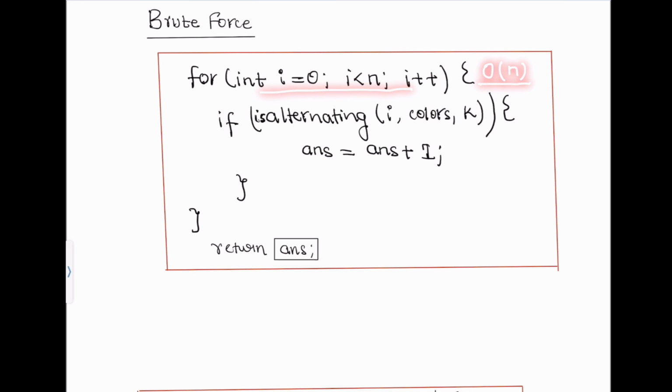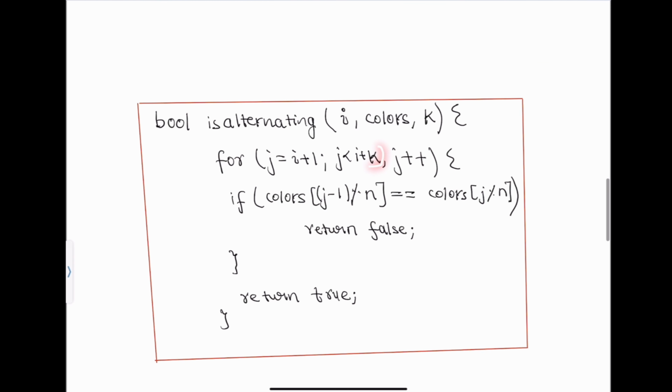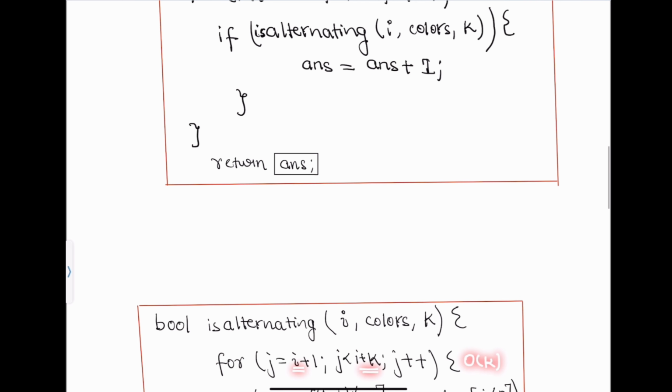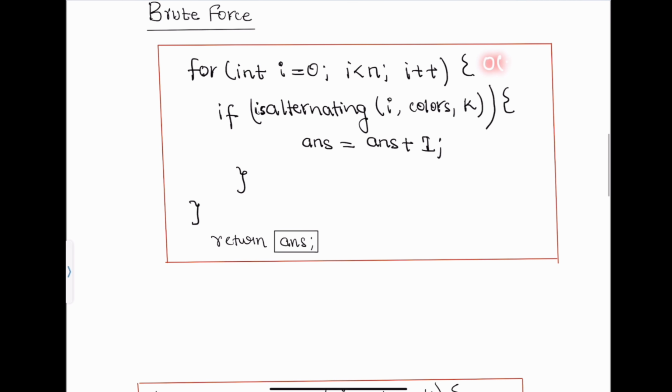Now, the is alternating function again runs a loop that runs for k times, right? It starts from i and goes till i plus k. So it runs for k time. So the outer loop runs for n time and this takes a time complexity of k. So the overall time complexity of this code is n times k.